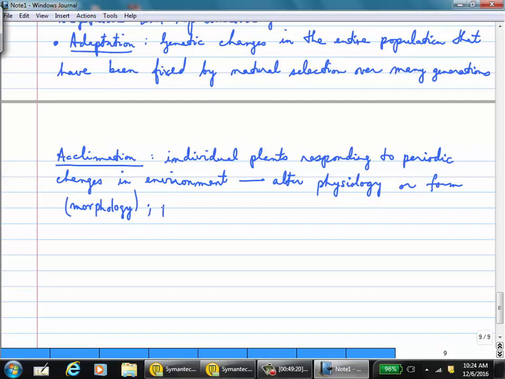And these physiological changes require no genetic modifications, and they are reversible in many cases.